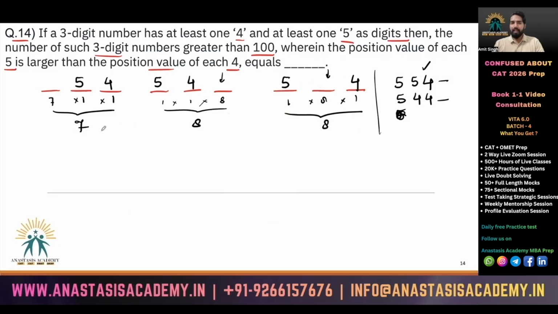So total cases are 8 and 8, 16, and 16 and 7 is 23. So there are 23 such numbers plus 2 numbers of this type. So total cases are 25, or such 25 numbers exist.